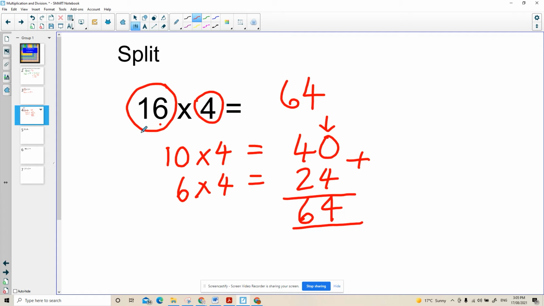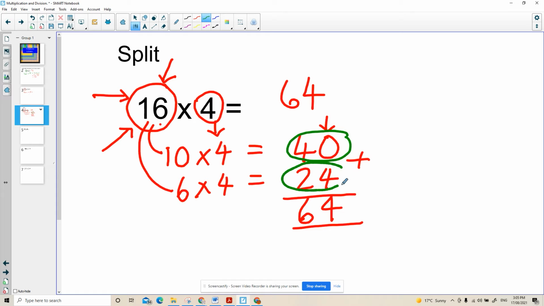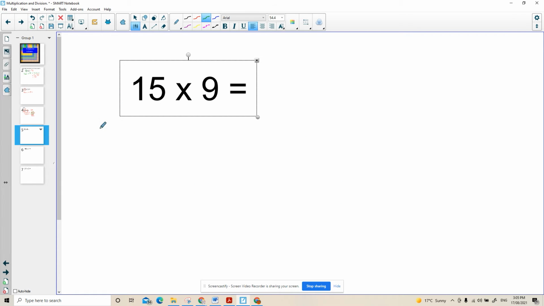So the split method is exactly what we're trying to do when we're looking at the split method with addition or subtraction. We look for the biggest number, we break it up. And this time we've broken it into a 10 and we've broken it into a 6. We've timesed it again against the 4. Here we got 40. And with the 6 times 4, we got 24. When we added it together, we got 64. Let's look at another example. Here we've got 15 times 9.